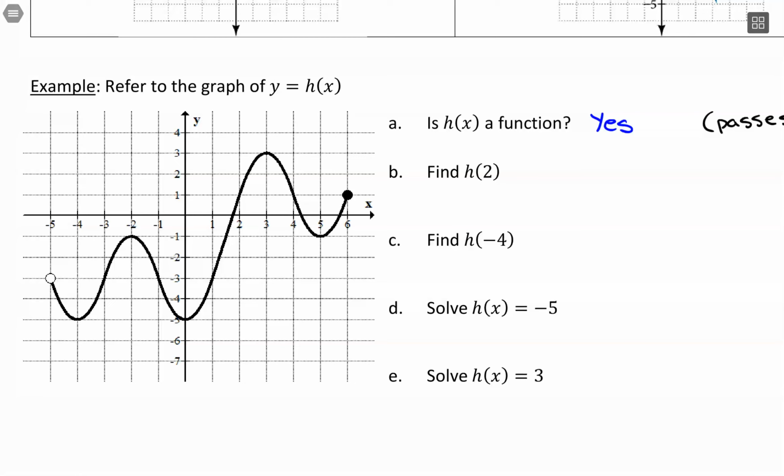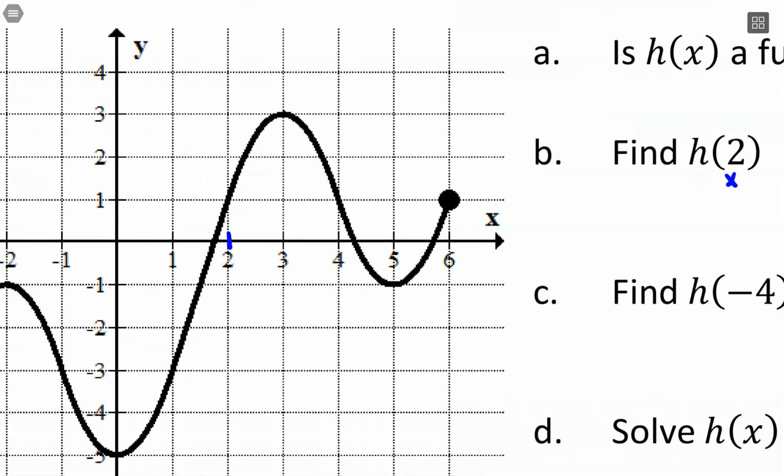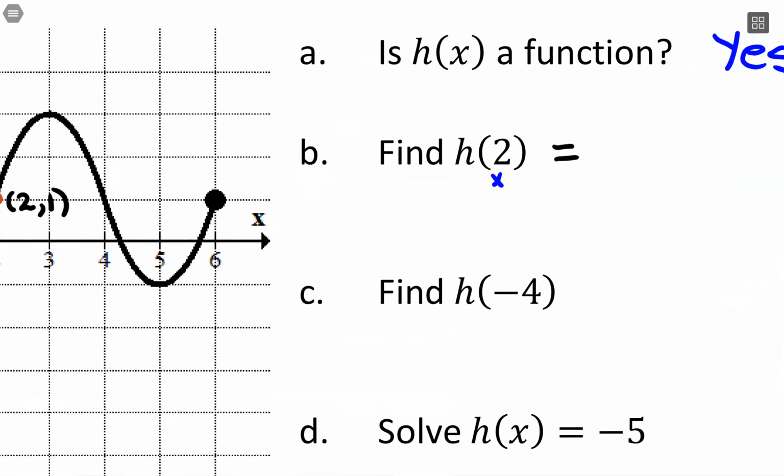All right. Finding values and solving for values using our function notation along with a graph. So finding h of 2, this is giving me x equals 2 and I want to find what's the output. So what I would do is go to x equals positive 2 and just look for my coordinate. I have this coordinate x equals 2, y is positive 1. So this function notation, h of 2, wants the output of 1. We can see our coordinate format of x equals 2, y equals 1.